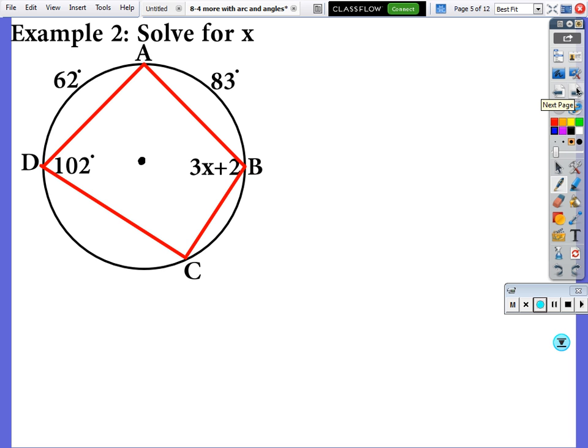Okay, this one looks a little bit harder, and it is a little bit harder, but I'm going to give you a hint when you see something like this where to start. So notice we have this circle here. We're solving for x. We have this circle here. We have a couple things.